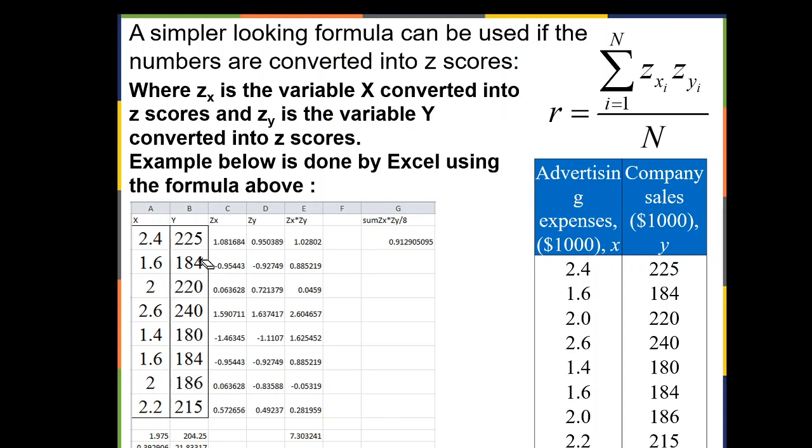This is not the third exam example; it is another one. You can actually practice with this: put these in L1 and L2, find r, and see if it's the same as this one. You see that they're the same. But that's another formula to find r. This is the example of advertising expenses and company sales.